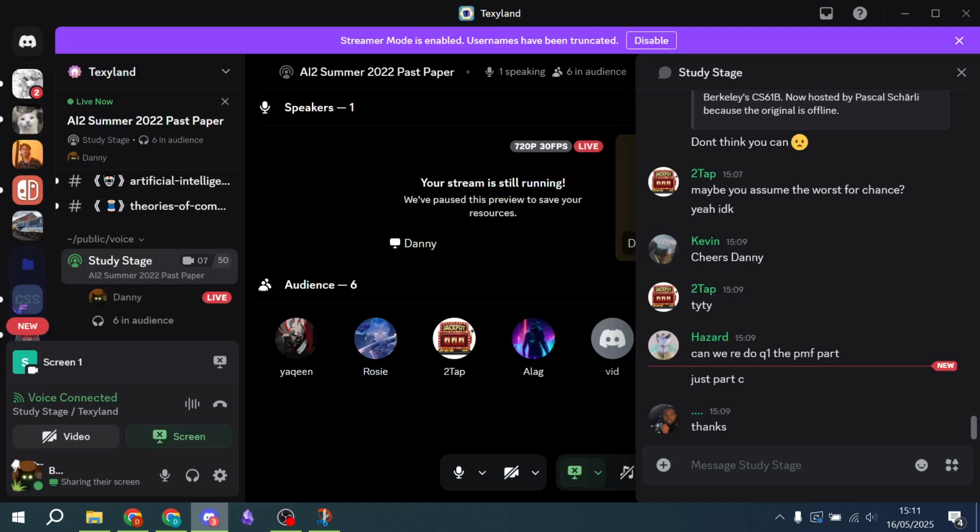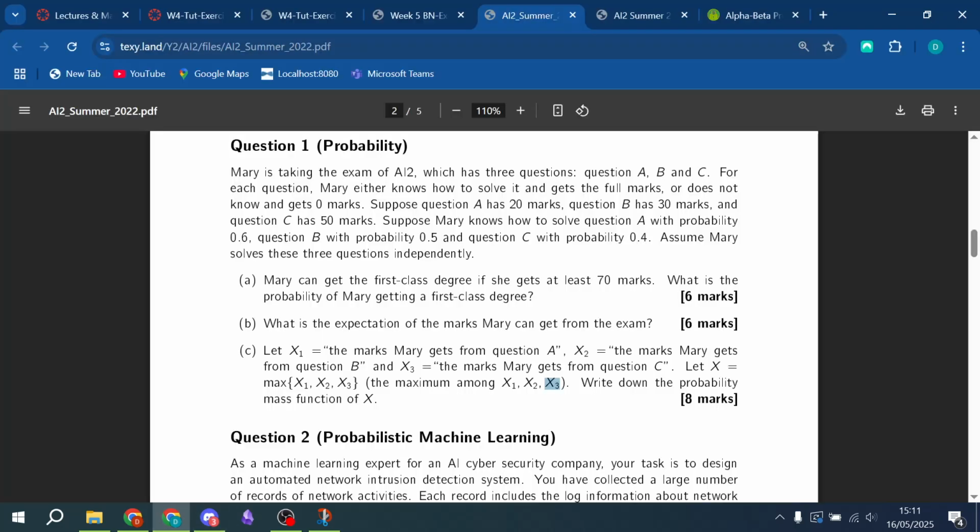And then basically this X without a number is just the maximum of whatever these are. So it's just which question did she get right that gave her the most marks. And basically we need to work out what is the distribution of X. So what's the probability of getting each possible value.